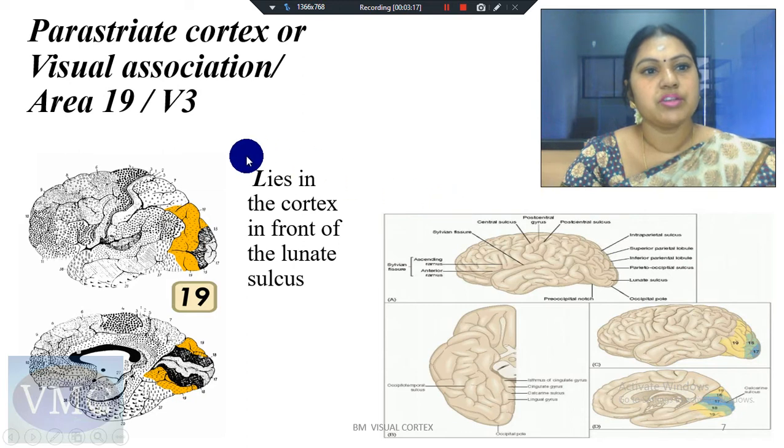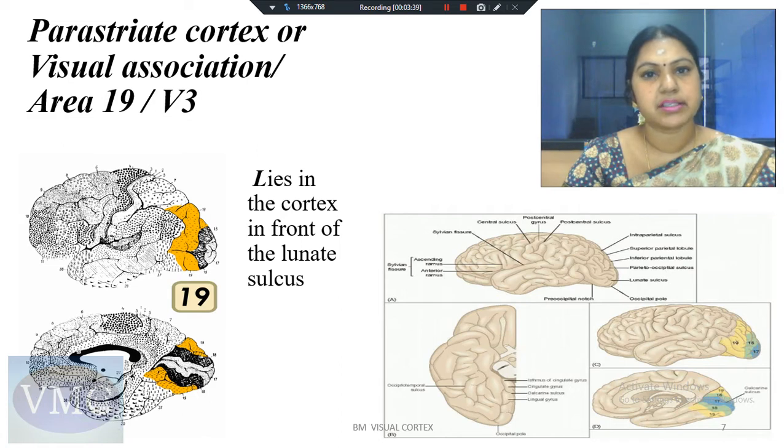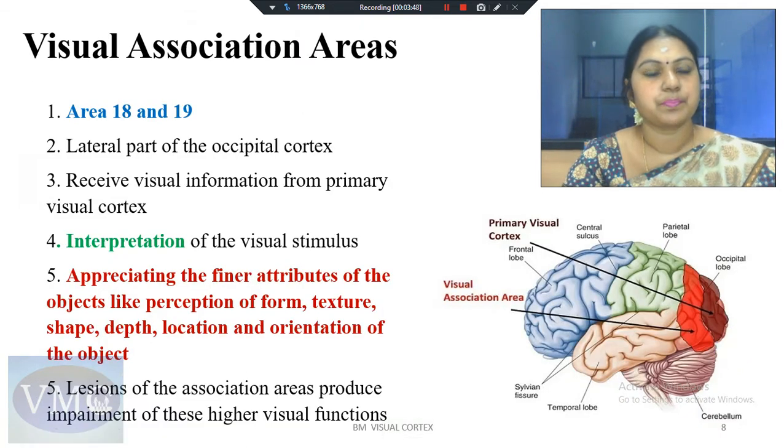Now we will look into the parastriate cortex or visual association area 19. So you can see here, this is 17, this is 18 and this is 19. This is also called area V3. It lies in the cortex in front of the lunate sulcus. So two sulci you have to remember: the calcarine sulcus and the lunate sulcus, where the primary areas and association areas are located. Here also you can see 17, 18 and 19 in the occipital pole.